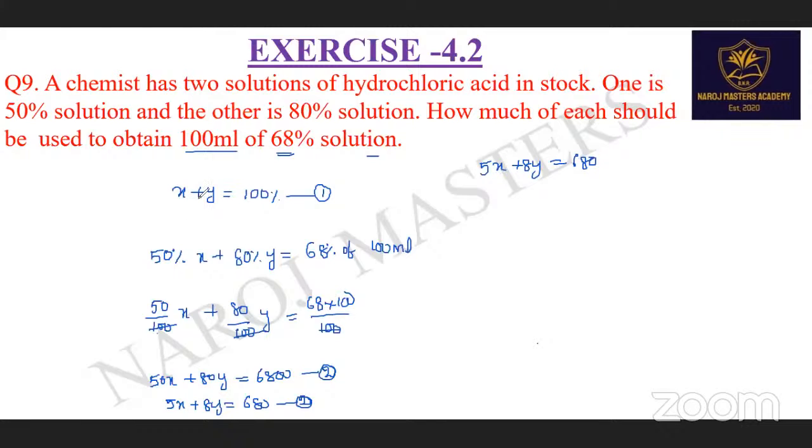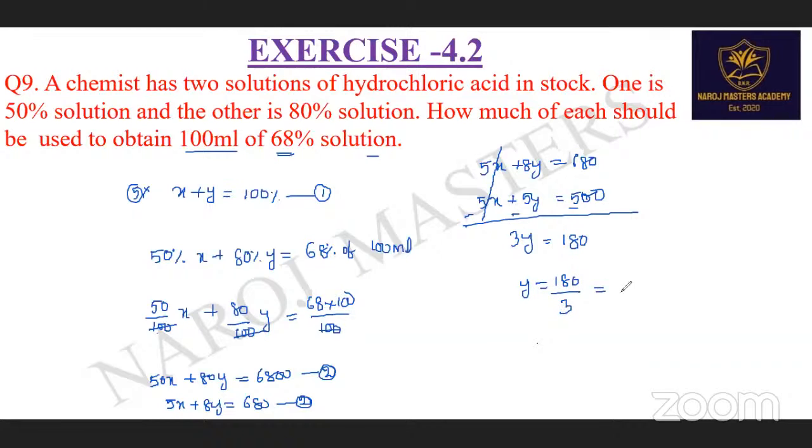Balance either the x terms or the y terms here. Let me multiply the first equation by 5. Then you will get 5x plus 5y is equal to 500. Subtract: 5x minus 5x gets cancelled. 8y minus 5y is 3y, and 680 minus 500 is 180. So y is equal to 180 by 3, that is 60%.